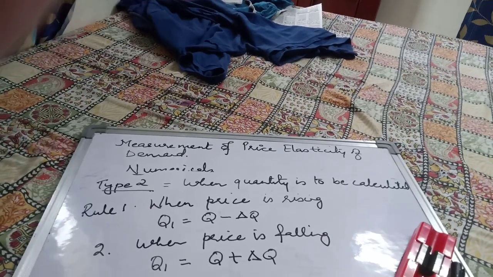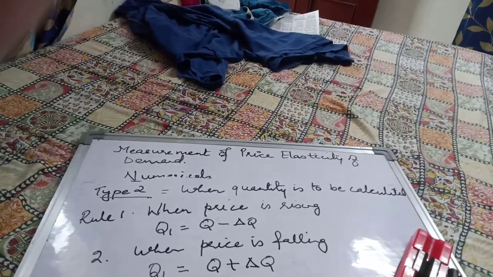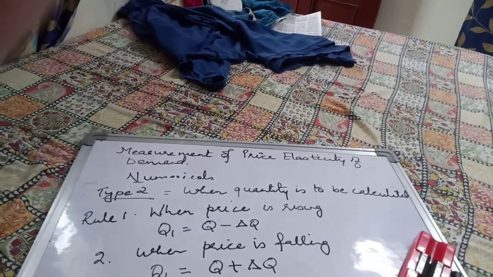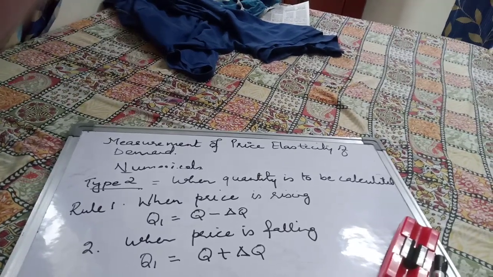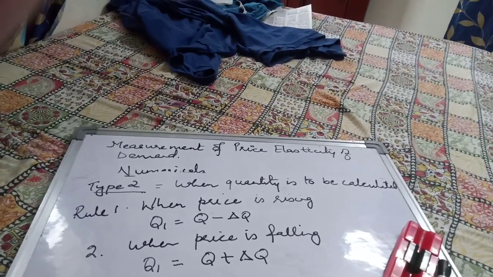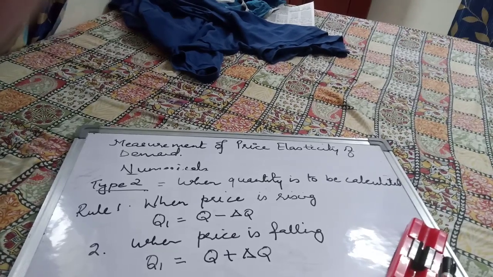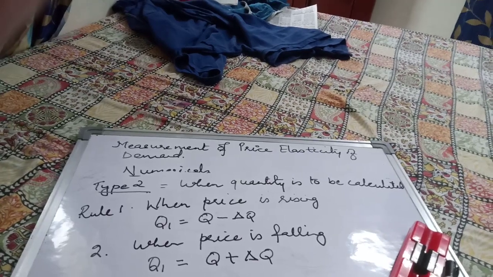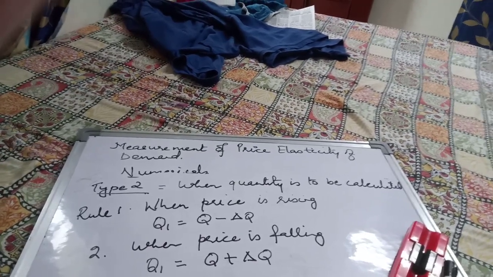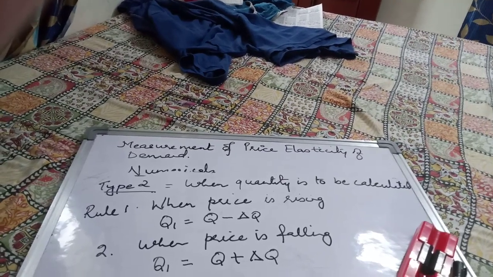Again, I am repeating this question. The coefficient of price elasticity of demand for a commodity is minus 0.5. When its price is rupees 10, its quantity demanded is 40 units. When its price falls to rupees 6, what will be its demand?